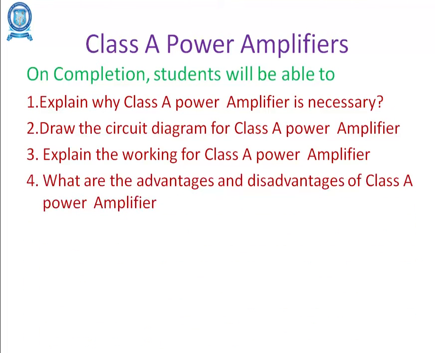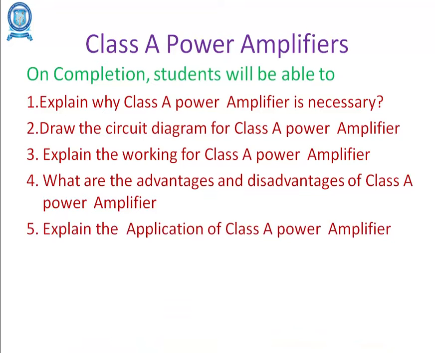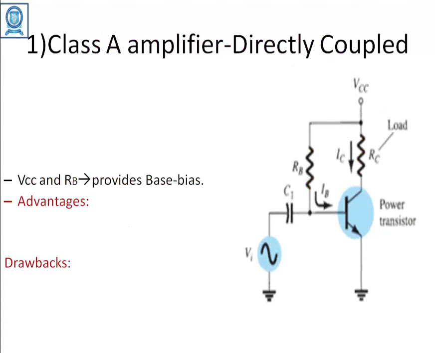Fourth, what are the advantages and disadvantages of the Class A power amplifier? Fifth, explain the applications of the Class A power amplifier. So, the Class A power amplifier, directly coupled. In this, Q1 is a power transistor.